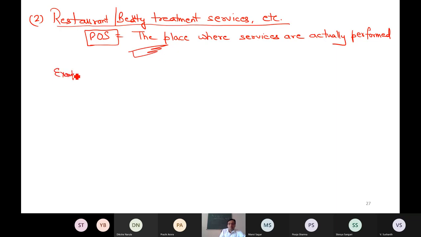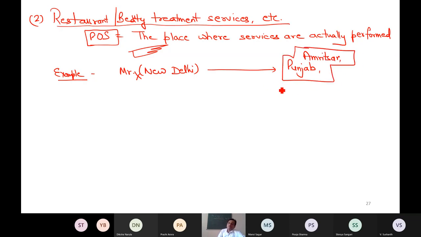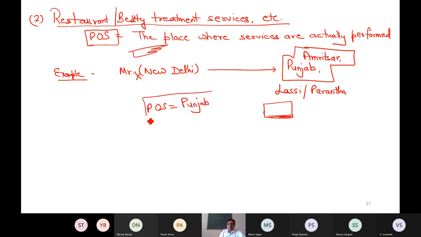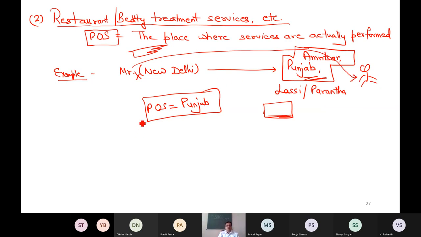Example. I am in New Delhi. Mr. X. I have gone to Punjab, Amritsar, just to have dinner in any restaurant. Maybe Punjabi lassi, paratha, North Indian diet. So whatever is the charge of that restaurant, so whatever is the GST in that, the place of supply for that will be Amritsar, Punjab, and Punjab government will get the revenue. Okay, so Mr. X has consumed or took a restaurant service in Punjab, so Punjab government gets the revenue.